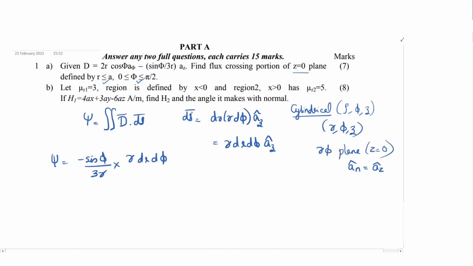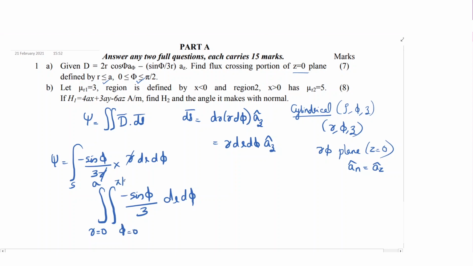Why? Because ds is having only z component and r is getting cancelled, and you are taking the surface integral. So this will be minus sine phi divided by 3 dr d phi. And now you are taking surface integral. You are integrating with respect to r. R is r less than or equal to a. So r will vary from 0 to a, and phi is varying from 0 to pi by 2.